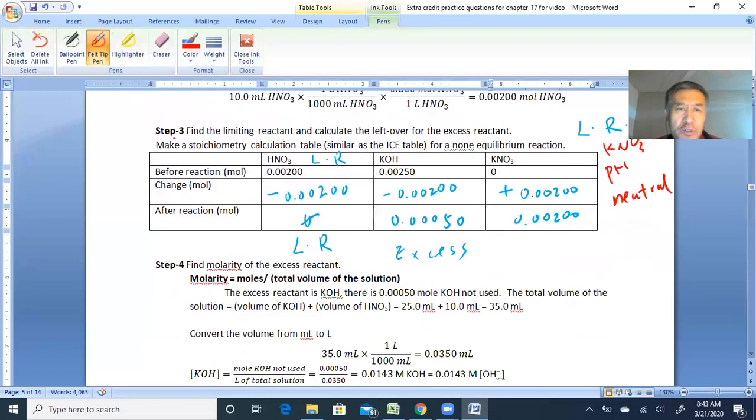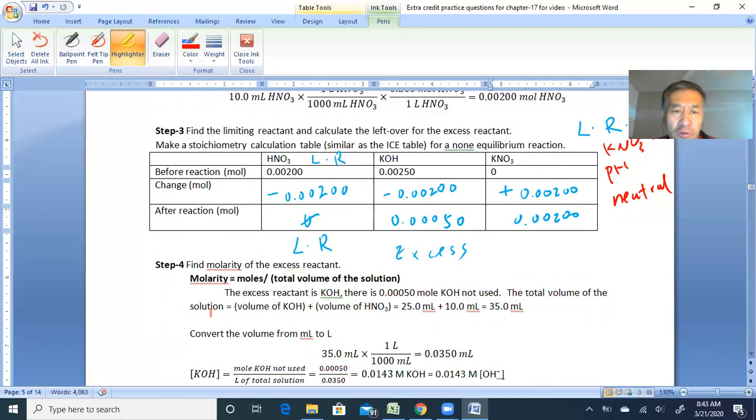So it's pH neutral, so we don't have to worry about that. We just find out the molarity of the excess base. The excess reactant, or the excess base, is the KOH. So we have this much more of KOH not used. And obviously, as a strong base, it will control the pH of our solution.